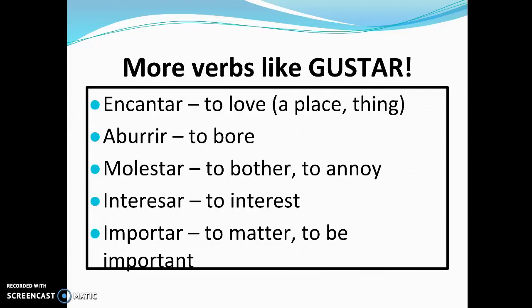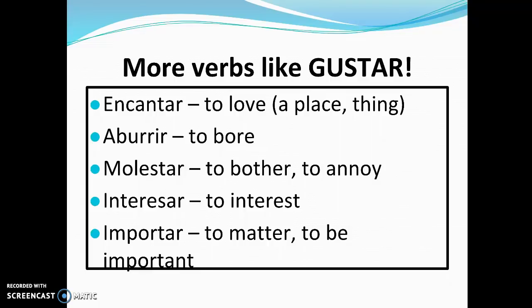You also need to be aware that there are more verbs that follow the exact same pattern as gustar when we conjugate them. Encantar means to love a place or a thing. So if I were to say, me encanta California, it would mean that I love California, or technically California is enchanting to me. Aburrir means to bore.